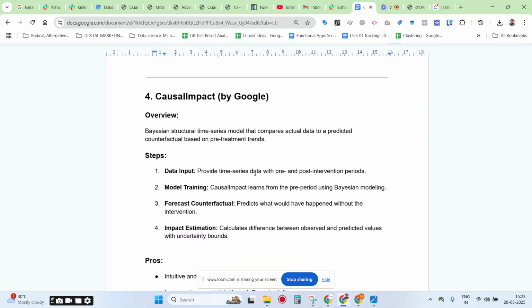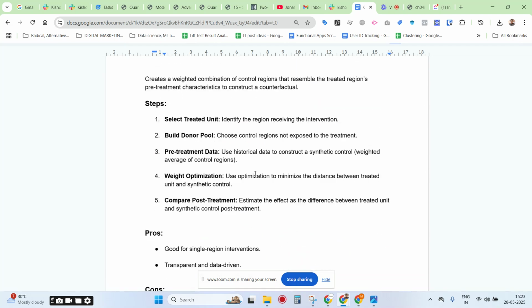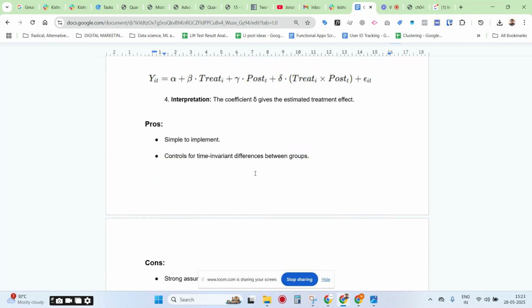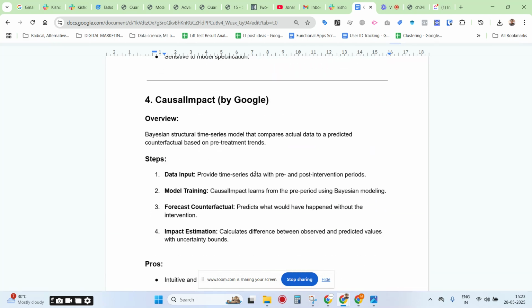Now, the causal impact by Google. Now we're coming to established packages. So far, the couple of things that we have seen are generic concepts, and there are multiple ready-made packages for this. What we're looking at now is essentially a Bayesian time series concept called causal impact. Bayesian is a method, an approach, or a framework.